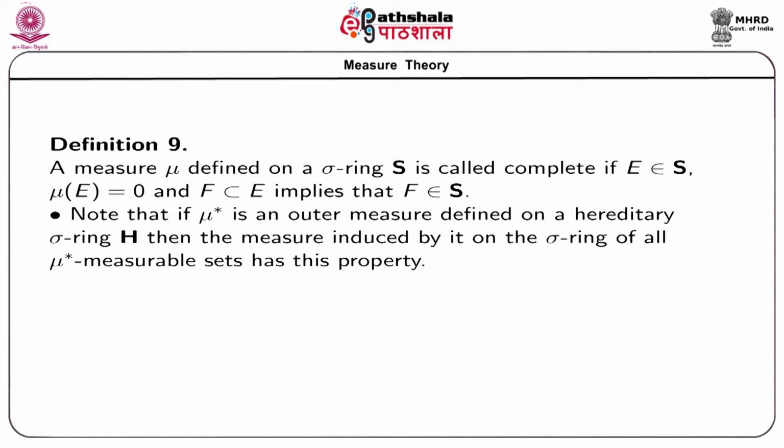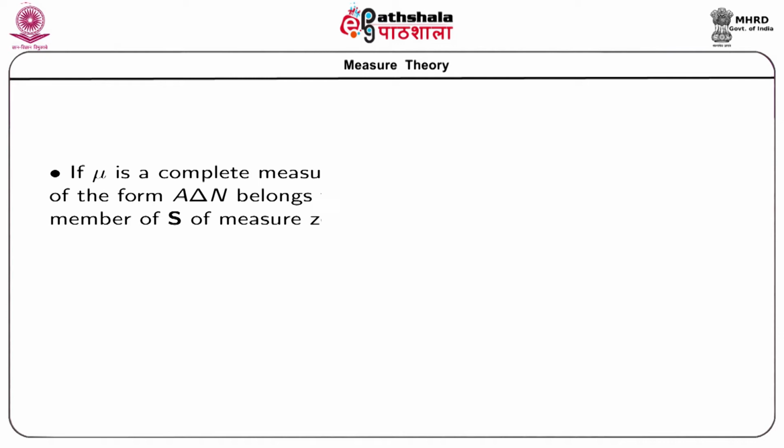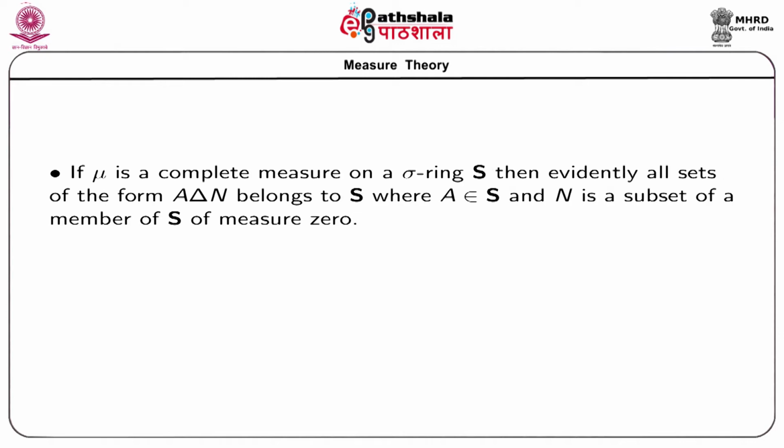Note that if mu star is an outer measure defined on a hereditary sigma ring H, then the measure induced by it on the sigma ring of all mu star measurable sets has this property, and we have already mentioned that the Lebesgue measure has this property, that is, Lebesgue measure is a complete measure. But in general, there are examples of abstract measures which are not complete.